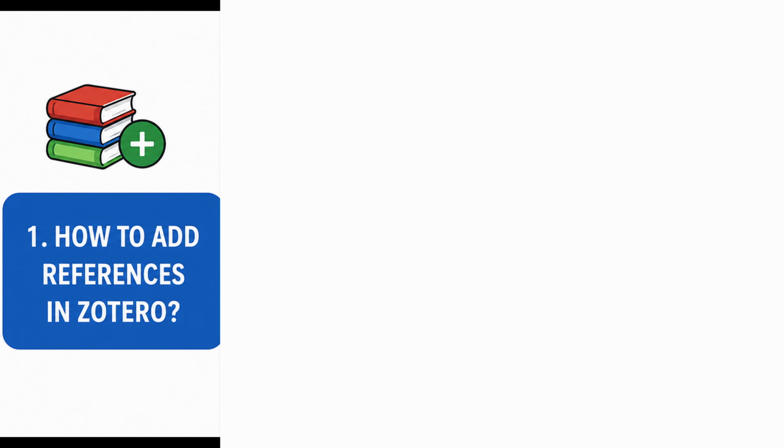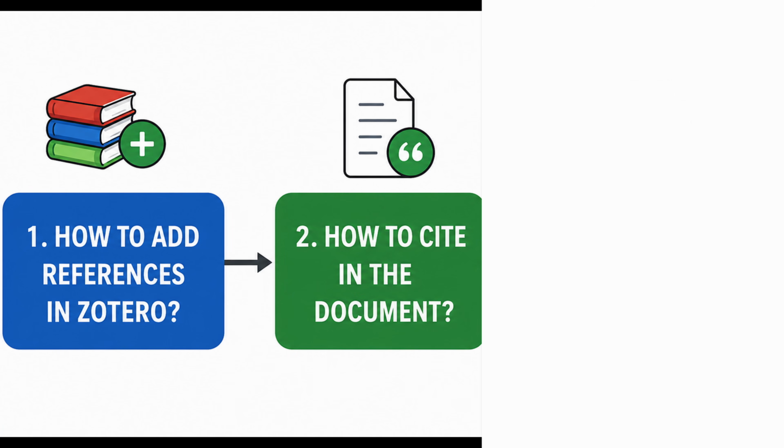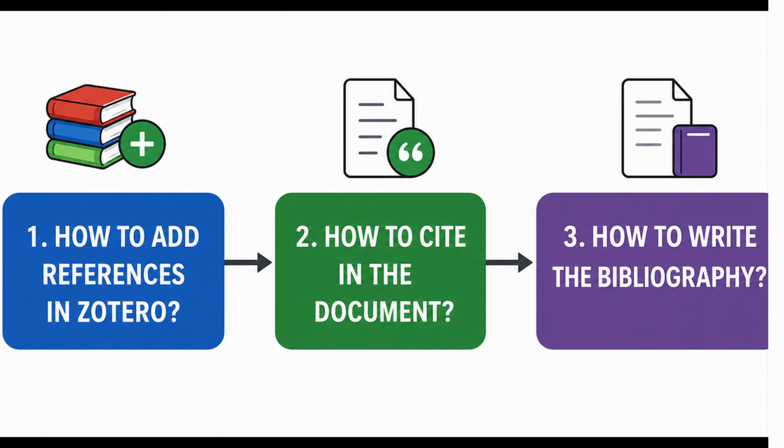So, how do we actually add these references into Zotero? Then, how do we add the references in the documents we are writing? And finally, how do we get the output of all our references? This is what we will discuss further. So, basically, we'll start with a workflow.